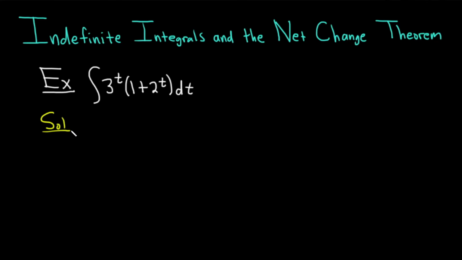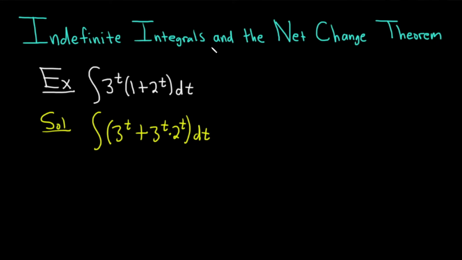Solution. So because we're multiplying the 3 to the t by the 1 plus 2 to the t, let's go ahead and distribute. So this is the integral of 3 to the t times 1, which is just 3 to the t, plus 3 to the t times 2 to the t, parentheses, dt.